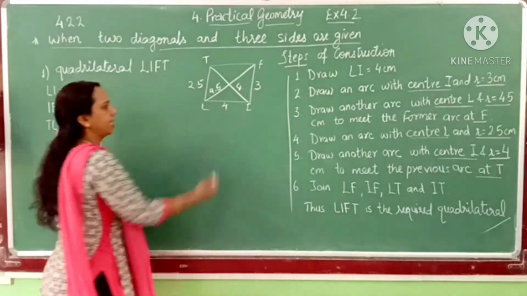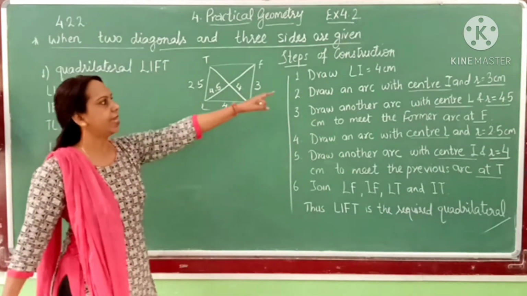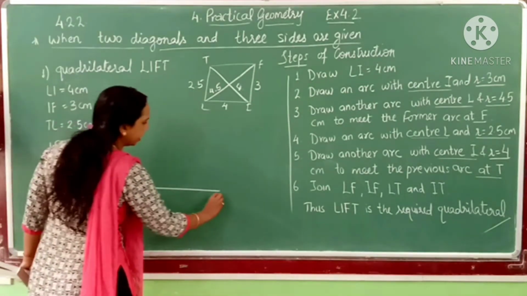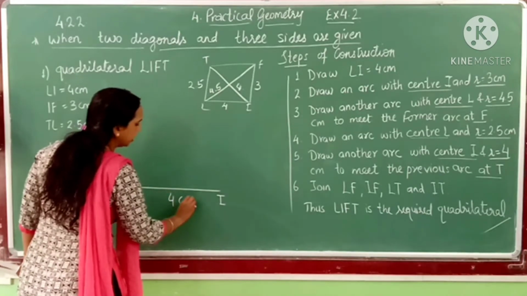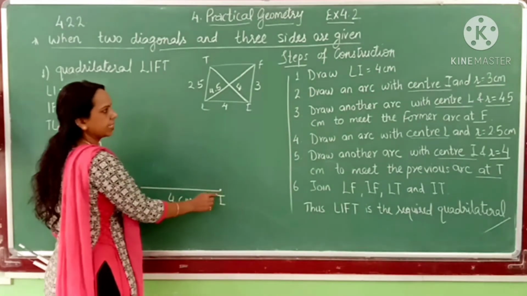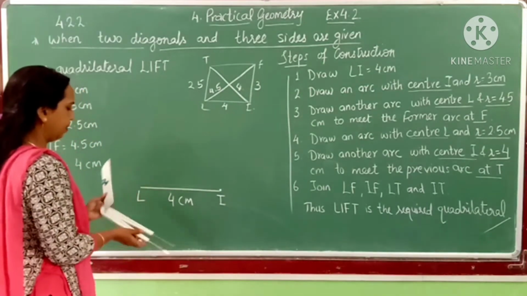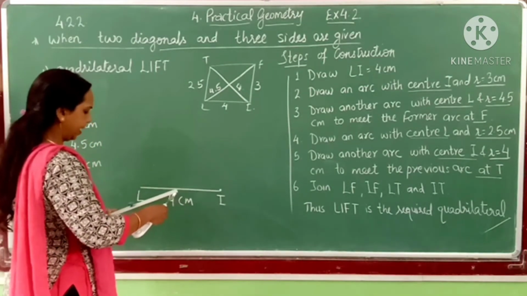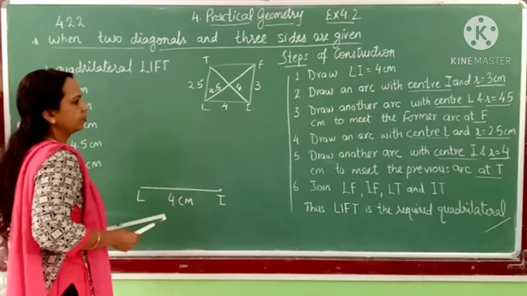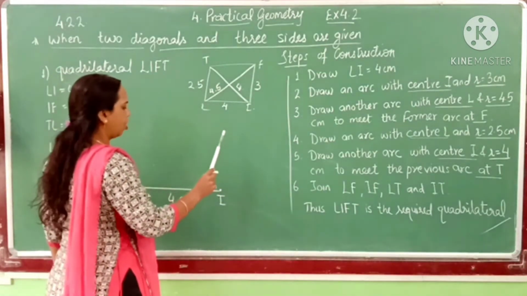So I will start with the baseline as line segment LI. So first construction is, first draw LI. What is the measurement over here? 4 centimeters. So you can write here L and I. Draw LI 4 centimeter. Our next step, draw an arc with the center I. Here we will take the center I and the radius is 3 centimeter. So when we take the radius 3 centimeter, here we will put I as the center and we will draw one arc.